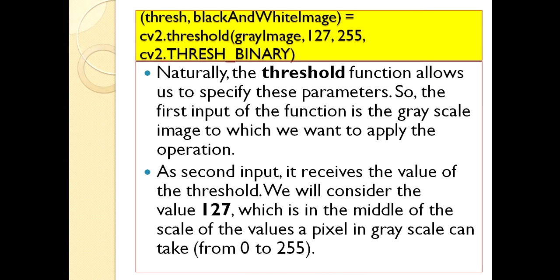So the threshold function allows us to specify these parameters. The first input of the function is the grayscale image, the one on which we want to apply the threshold operation. The second input, 127, is the threshold value. Why are we considering 127 as the threshold value? Because it is the middle of the scale of values a pixel in grayscale can take. That is from 0 to 255, so 127 lies in the middle. That's why we have taken the threshold value as 127.